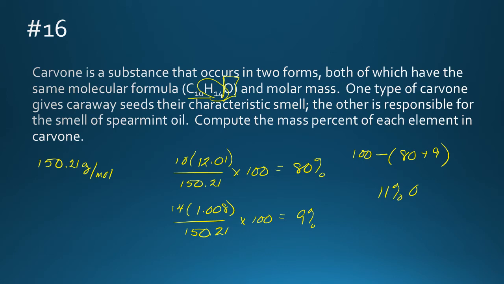This one should be carbon and hydrogen. And if all three of these add up to 100, you've done your job. Now, could you have done it the other way? Sure. You'd take 16, which is the mass of one oxygen, divide it by the whole thing. So 16 divided by 150.21 times 100. Yep, 11% oxygen.